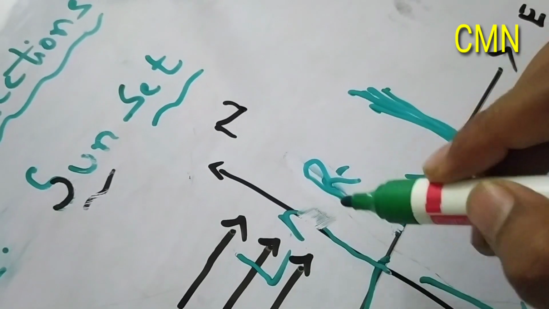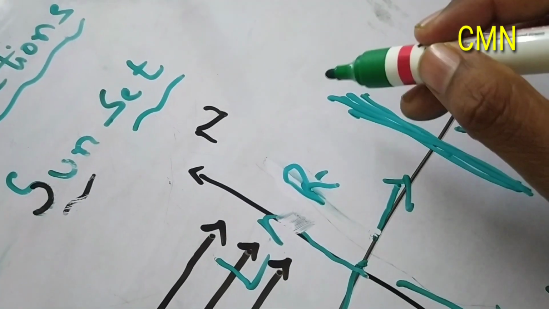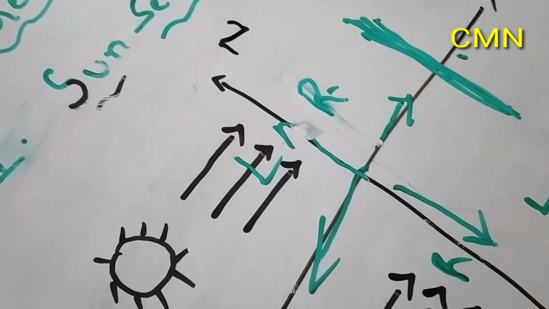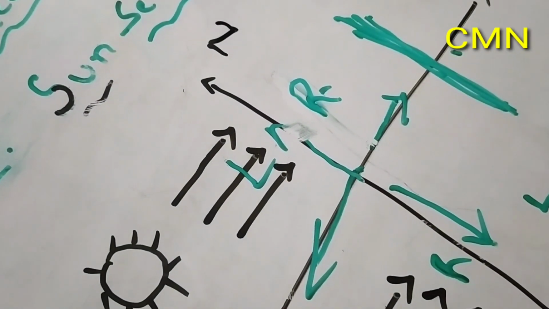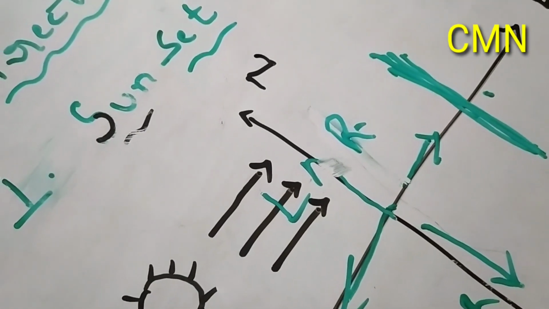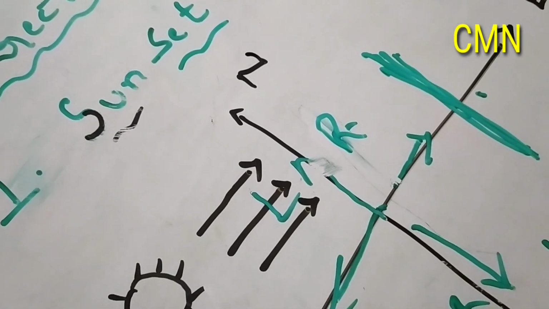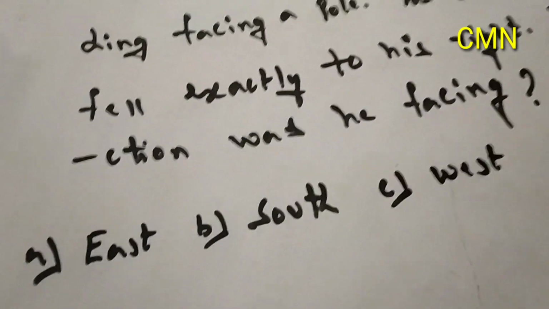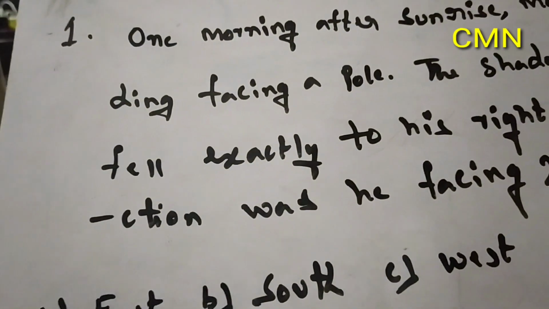This is right, this is left. So shadow will be your right direction. Remember, this logic is sufficient for solving n number of questions in the sunset and sunrise concept. Okay. Sunrise, first question.